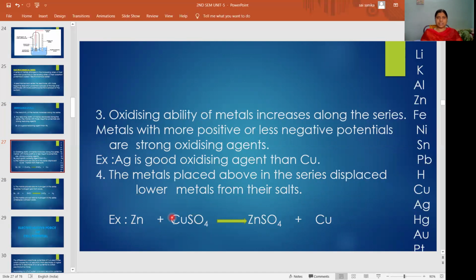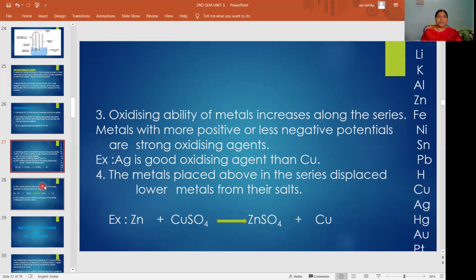For example, zinc is added to copper sulfate. This copper sulfate is converted into zinc sulfate. That means copper is displaced by zinc. That means zinc is above, copper is below. So zinc is more active. That's why it is displacing this copper.